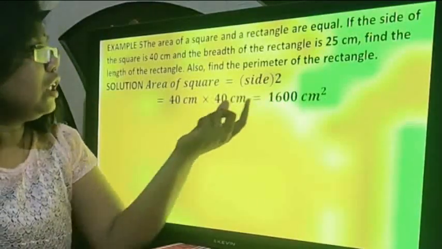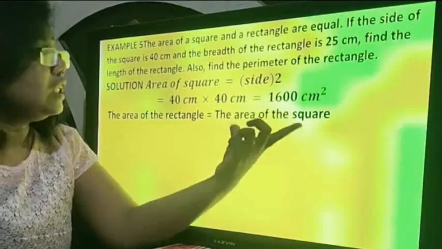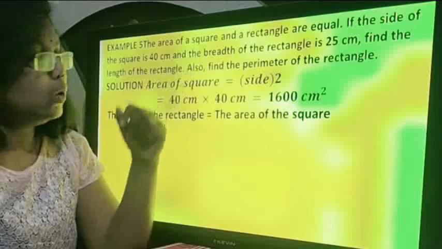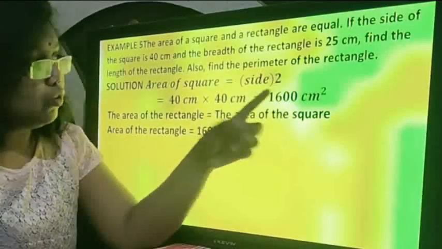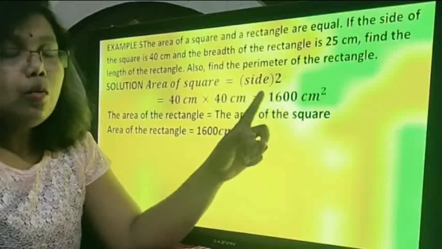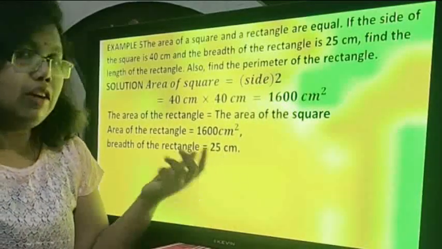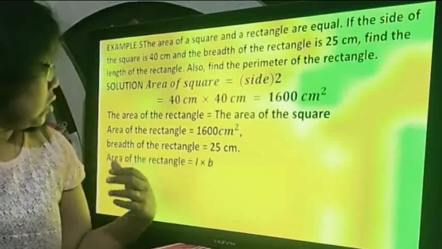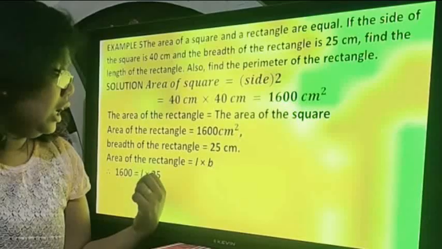So 40 into 40, that is 1600 centimeter square. Now area of rectangle is equal to area of square as given in the question. So it would be area of rectangle is 1600 centimeter square. We have utilized the same value that we have found. Now breadth of rectangle is 25. This is again a given thing. So area of rectangle is L into B. So 1600 equals L into 25.